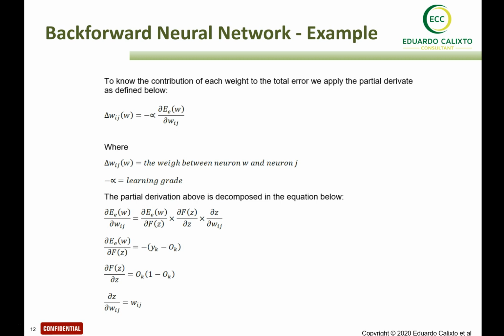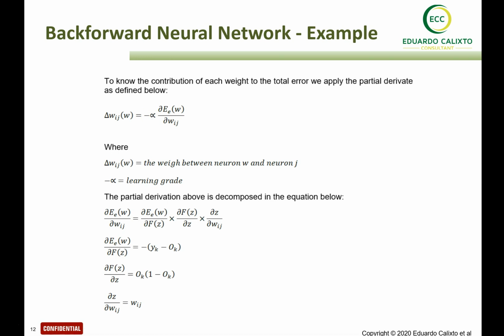And how do we update the weights? Initially, I want to see the contribution of each weight to the total error. So I apply this partial derivative in this equation. Then, of course, one important factor here is the learning rate. That's why I apply my equation. In a previous application of neural networks, I already demonstrated that this value is between 0 and 1. If we want a fast learning process, we put values closer to 1.